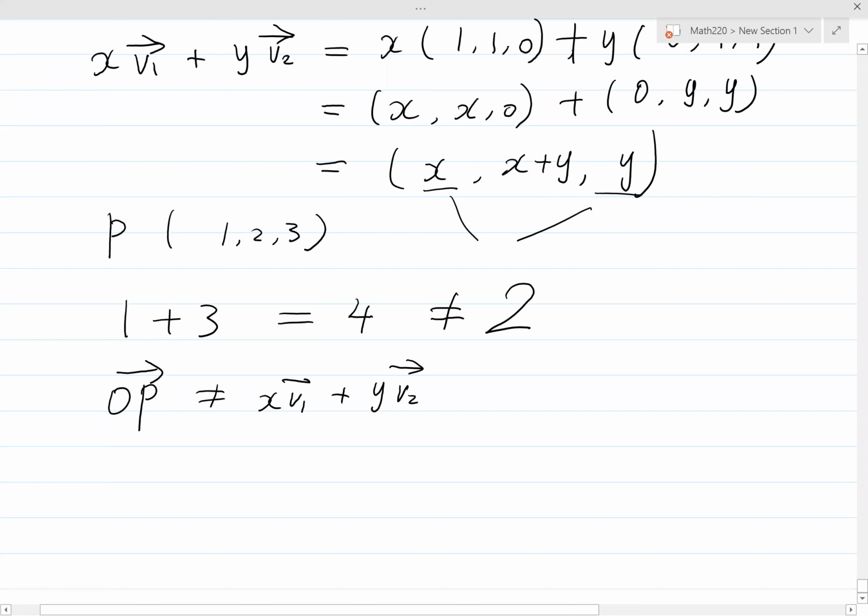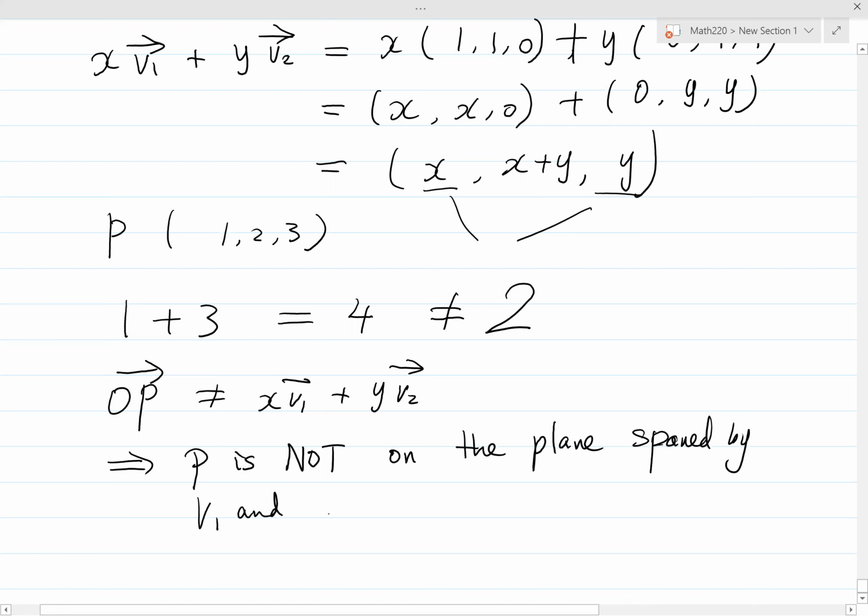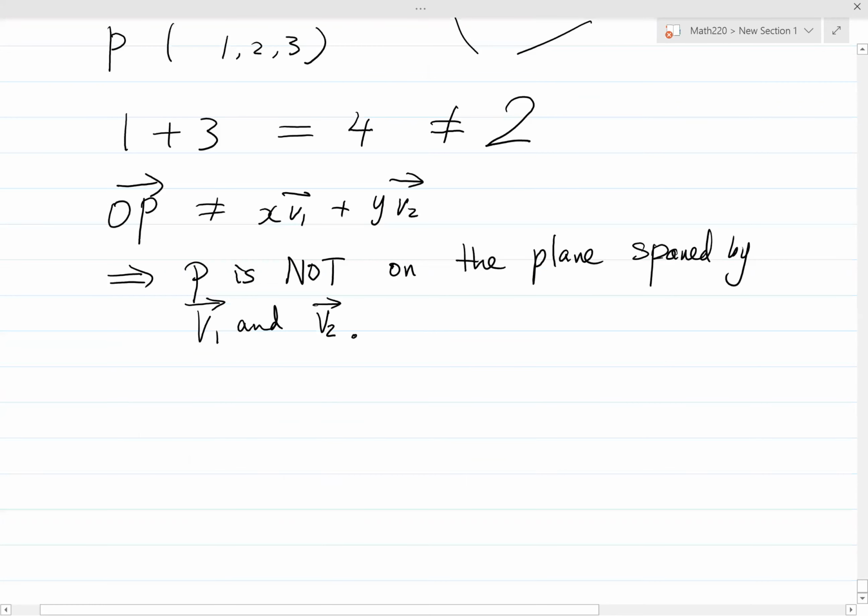It can never be written in this form, which means P is not in the span, which means P is not on the plane spanned by V1 and V2.